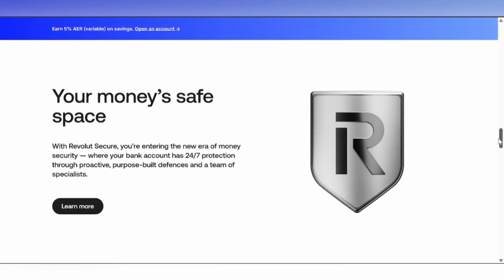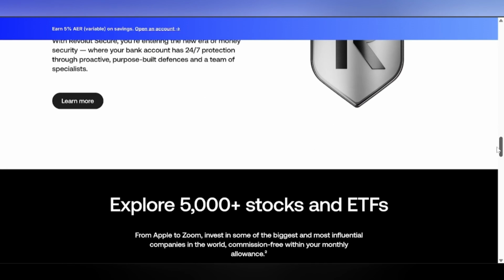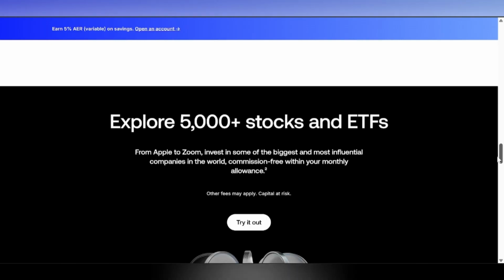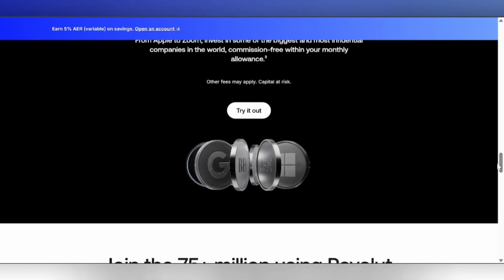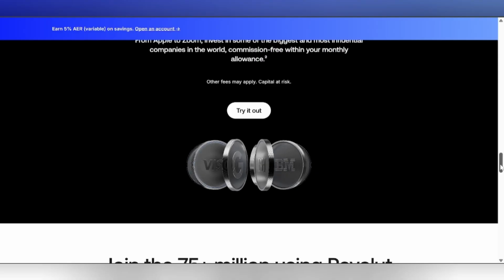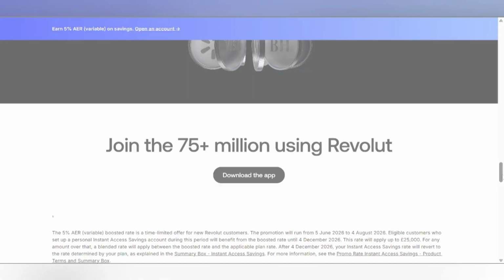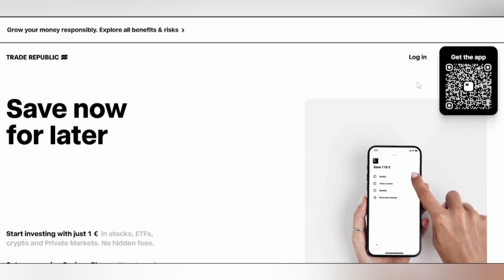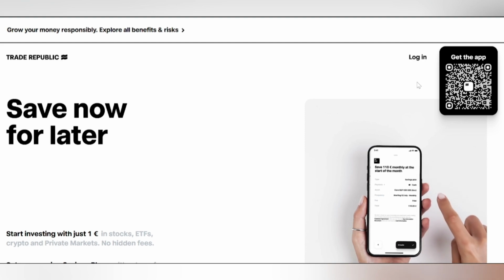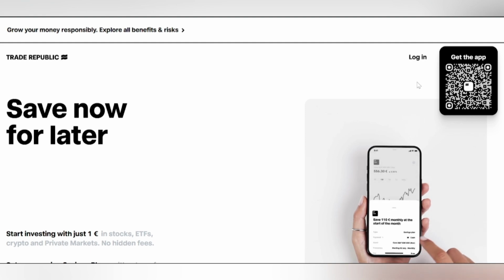Choose Revolut if you need an app for daily money management, travel spending, and sending money to friends. It is best suited for users who value convenience and borderless spending over deep investment features. Choose Trade Republic if your goal is long-term investing and building wealth through stocks, ETFs, and automated savings plans. It is best suited for users who want a clean, focused investing tool without distractions.